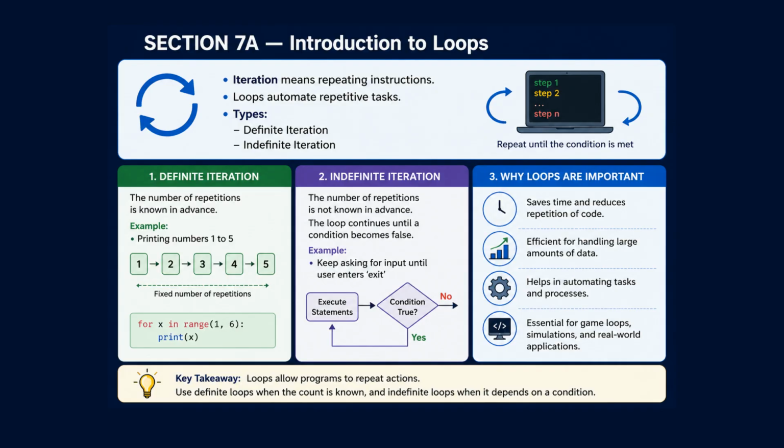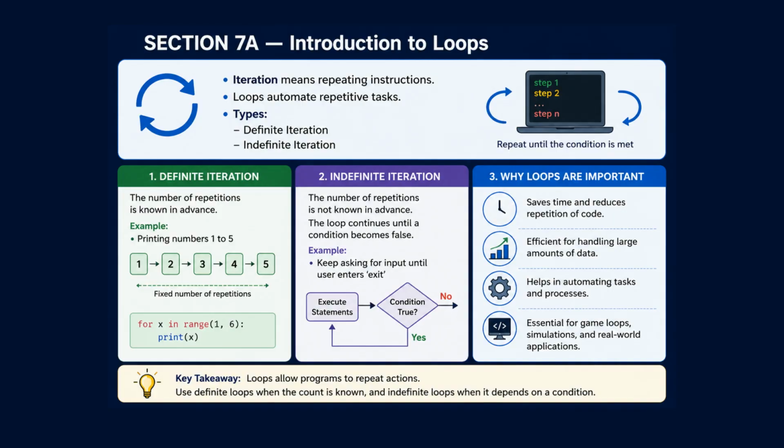There are two main types of iteration. The first type is definite iteration. This is used when the number of repetitions is already known. For example, printing numbers from 1 to 5. The loop repeats a fixed number of times and then stops. In Python, we can use a for loop like this. For x in range 1 to 6, print x.